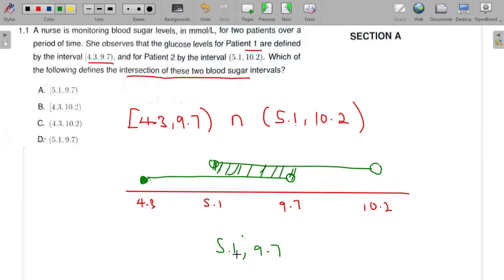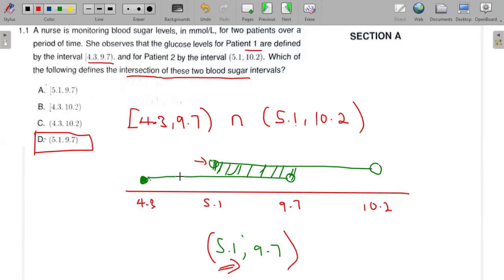But then we have to decide what kind of brackets we put at the end. When you look at this, it has an open circle there on 5.1, so I put a curved bracket. Even this one on the 9.7, I can see an open circle, so I just put a curved bracket. Now I go to the options and search if I have such an option. As I go there, I'm going to pick option D as my best answer.